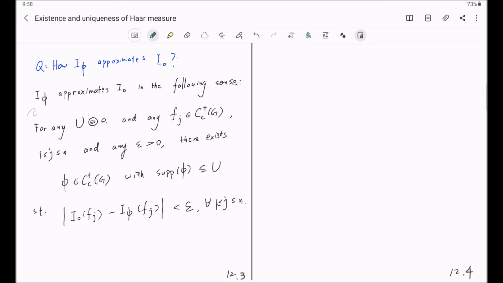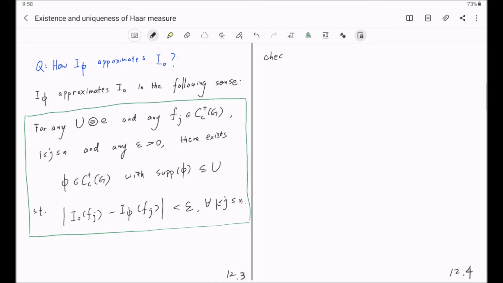And now let us verify this. Check. By construction, we know I naught is taken from the intersection of K of B's, where B ranges over all open neighborhoods of E. By definition, each K of B is a closure of such sets I sub phi, where the support of phi is contained in V.